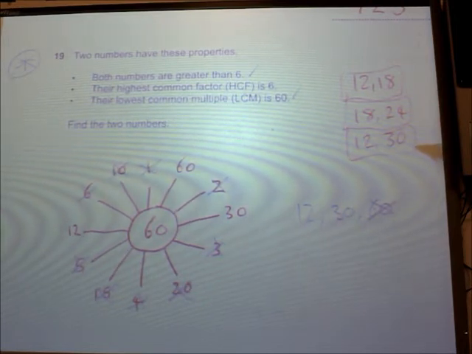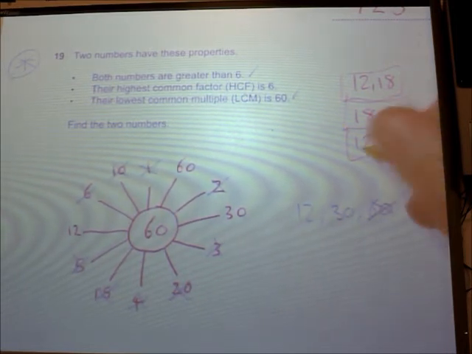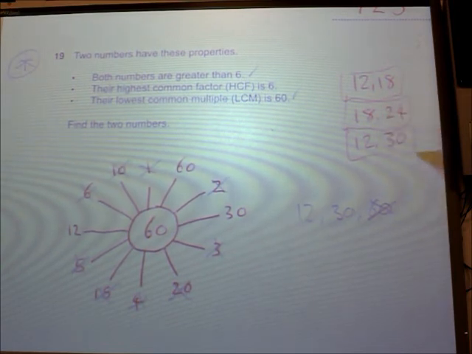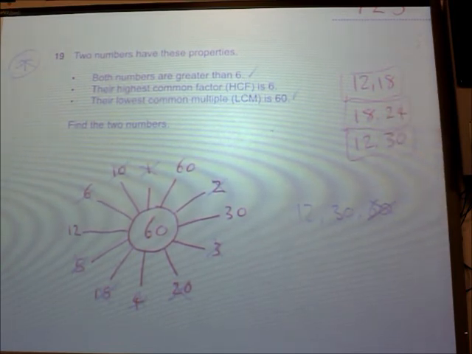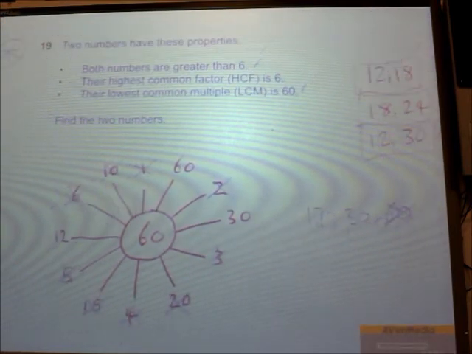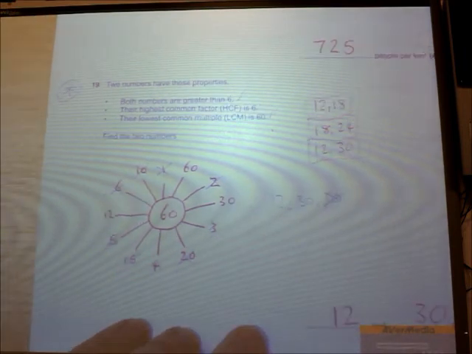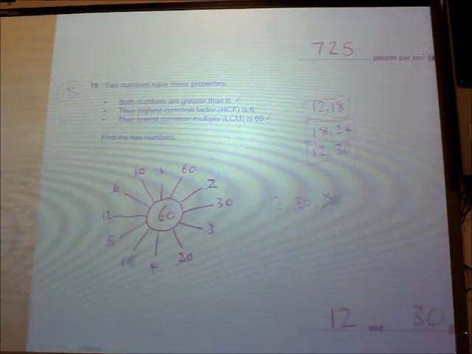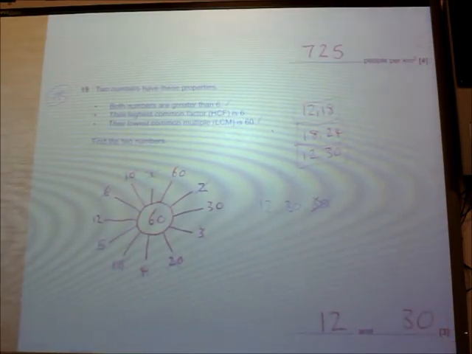That's 12 and 30 because their highest common factor is 6. 6 is the biggest number that goes into them both. And their lowest common multiple is 60, because 30 goes into 60, and so does 12. It's a bit of a fiddly one, that, but if you know what a highest common factor and a lowest common multiple is, you should be able to work it out.